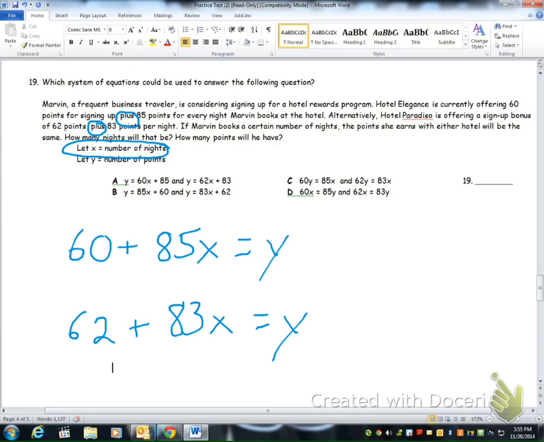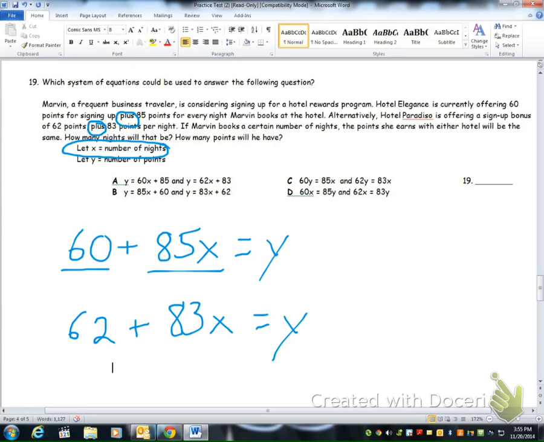So now we have two equations, y equals 60 plus 85x, and y equals 62 plus 83x. Now if you'll look at our options up here, they can be in reverse order. The important thing though, I know it's not A because it says y equals 60x plus 85, when really 60 is by itself and 85 has the x. So because 60 is the one-time term, we're not multiplying it by anything. So we know it's not A.